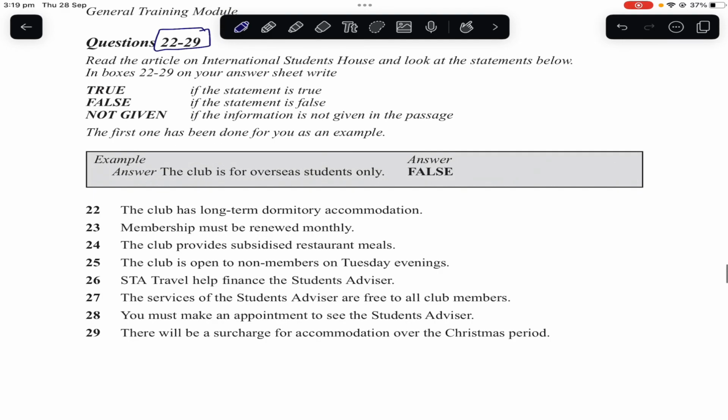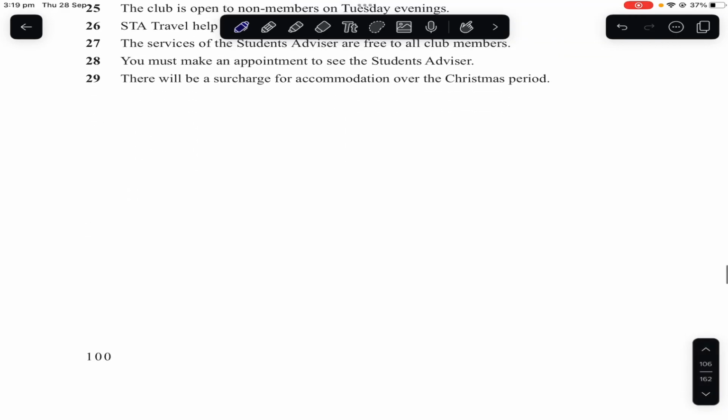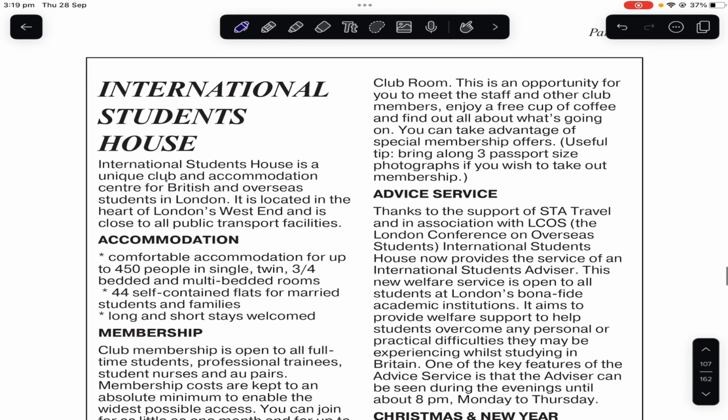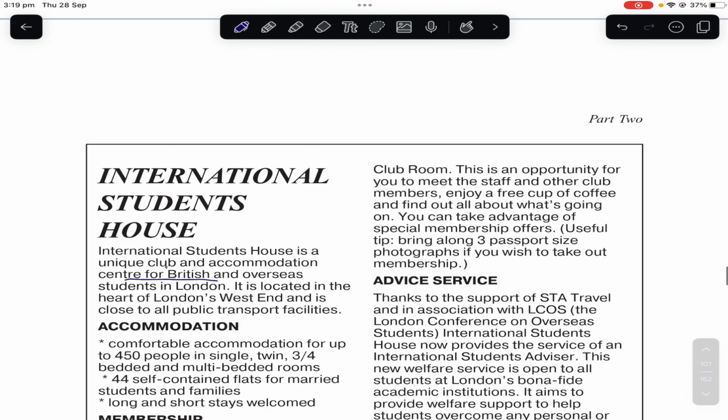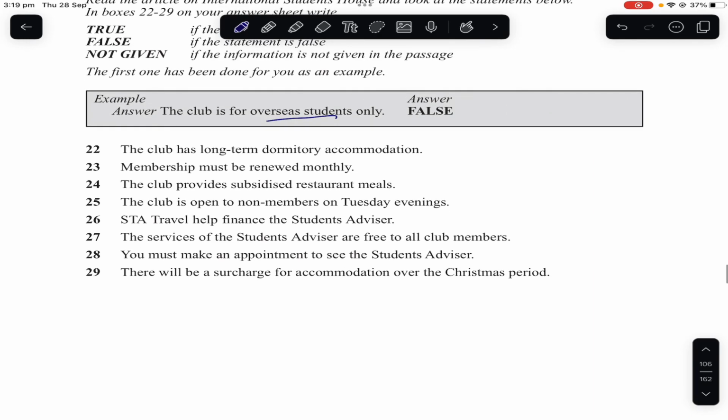Now, the first one is where it says the club is for overseas students only. If I look at the paragraphs, only is the keyword. It's only for the overseas students. So let's have a look. If you look at the very first paragraph, International Students' House is a unique club and accommodation center for British and overseas students in London. It's located in the heart of London and all that, but it clearly says in the very first sentence that it's not just for overseas, but it's also for British and overseas students. Whereas my statement is the club is for overseas students only. In that case, the answer is false. So this is what we are looking to do in this particular question.